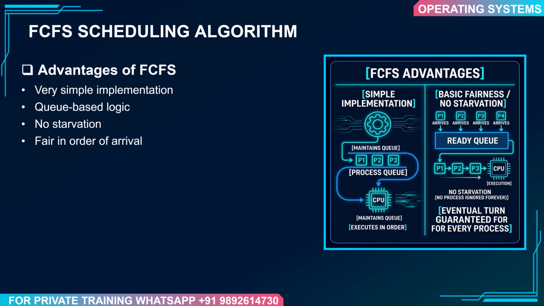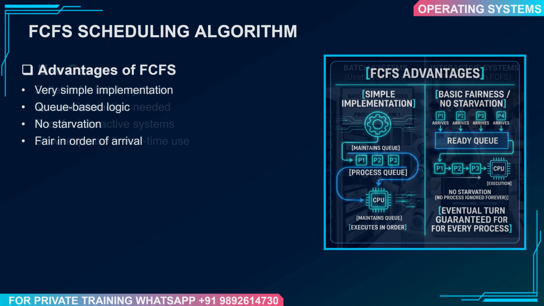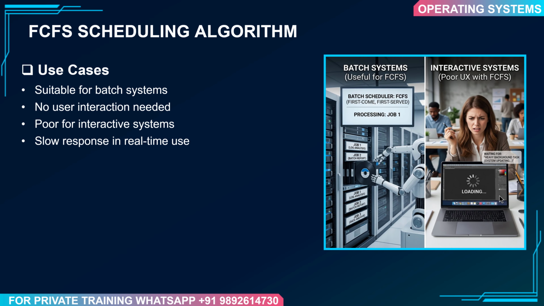Second, it is fair in a basic sense. Every process gets its turn in the order it arrives. There is no starvation, meaning no process is ignored forever. Eventually, every process will get CPU time. This makes first come, first serve useful in certain situations where fairness and simplicity are more important than performance. For example, in batch systems where jobs are processed without user interaction, first come, first serve can work reasonably well.